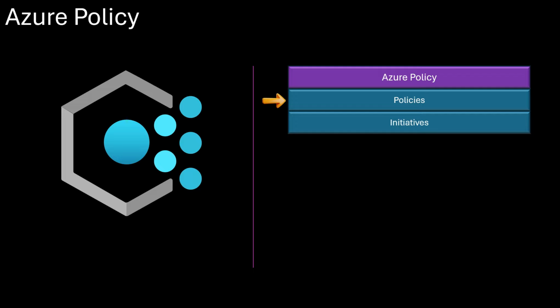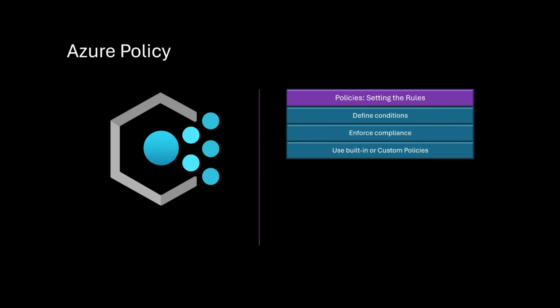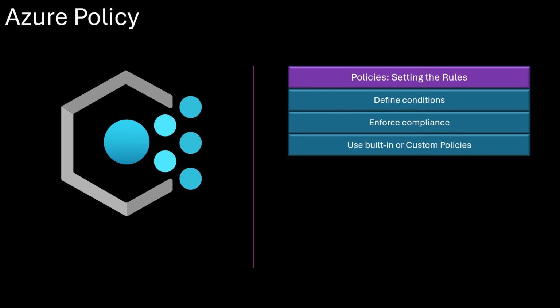and they are policies and initiatives. Let's unpack each of them. What is policy? A policy in Azure Policy is a specific rule that you define to allow, deny, audit, or modify resource configurations. You can think of it as a security checkpoint that ensures every resource meets the condition you set before it gets deployed or modified.